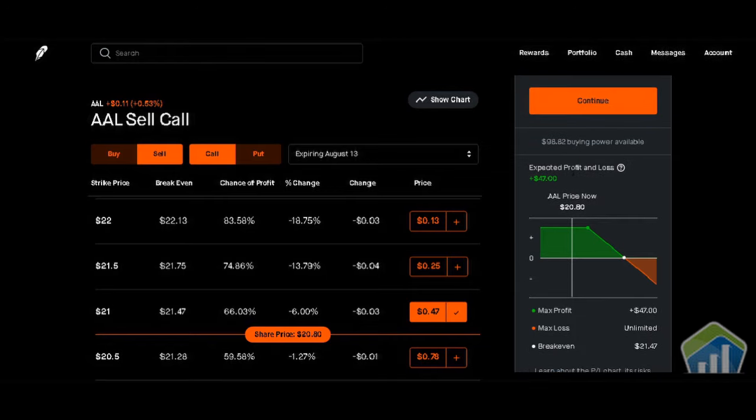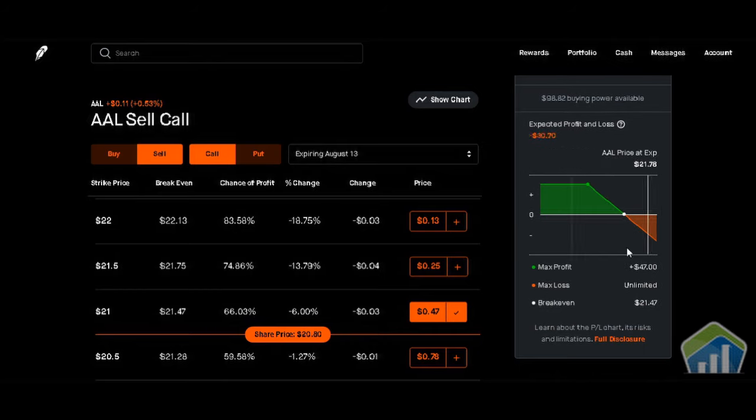As we scroll down, it says expected profit and loss. AAL price right now is $20.80. It's went up over time. Max profit is $47. That's what they're going to pay you upfront. Max loss says unlimited, right? And then it says break even $21.47.